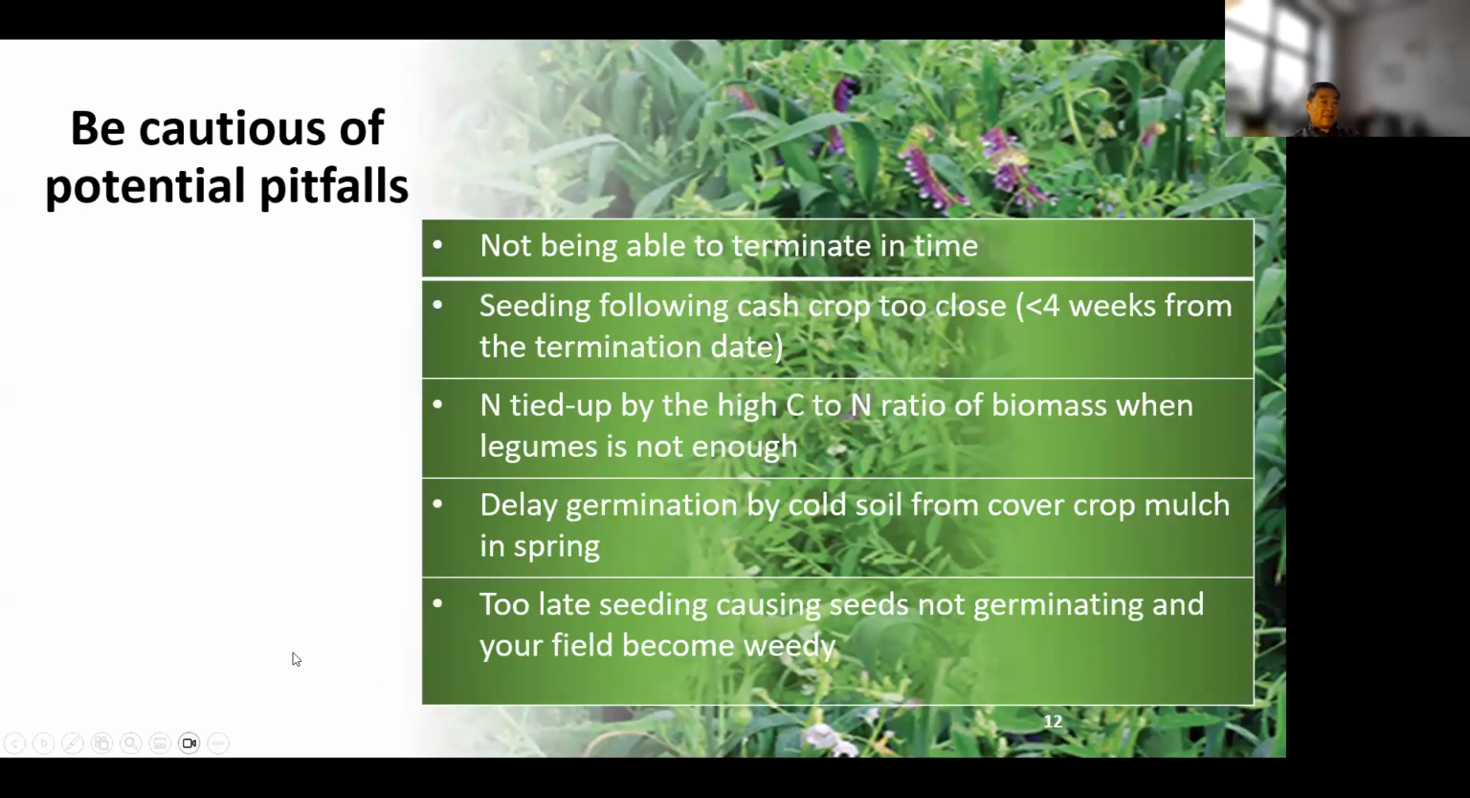And on the last slide, I list some potential pitfalls. The first one is not being able to terminate in time. Because you get busy at that time, and then you start thinking, oh, this cover crop is low priority, I need to work on other things which are more important at that time. Then some of those cover crops go to seed setting and create lots of trouble for you next year.